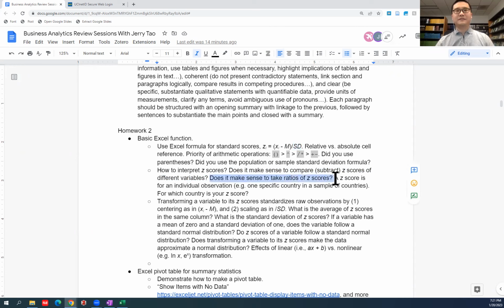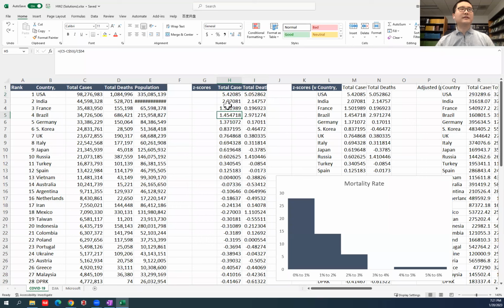Okay, another question. Does it make sense to take ratios of z-scores? For example, if we are comparing USA and India, does it make sense if we take the ratio of 5.42 to 2.07, which will give us a ratio of about 2.5, let's say?